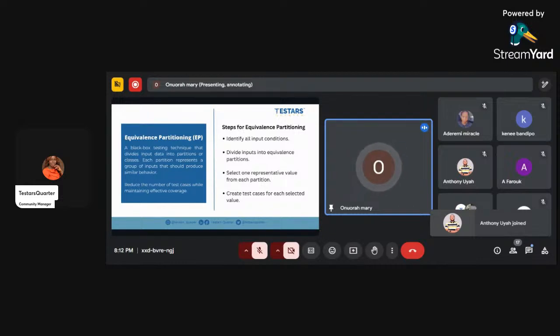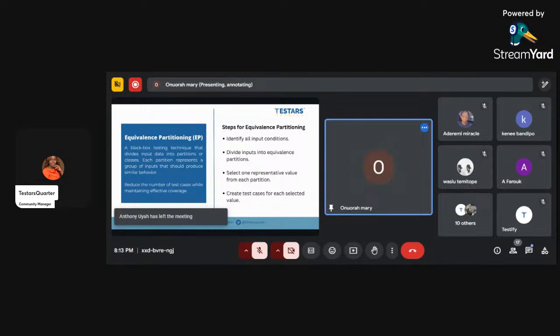The first one we're going to be talking about today is equivalent partitioning. And so what is equivalent partitioning? Basically, we've been saying equivalent partitioning, equivalent partitioning. So what is it, right? Equivalent partitioning is a black box test technique that focuses on dividing your input data into different partitions, or maybe classes. Now, for each of these classes or partitions, you pick one data to represent it, to represent a particular partition.